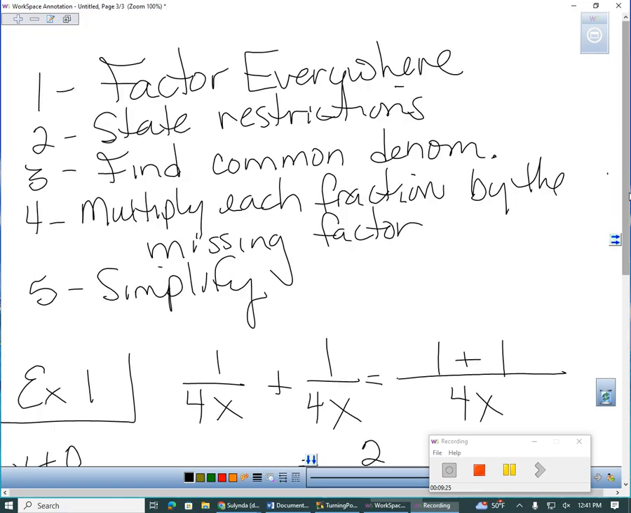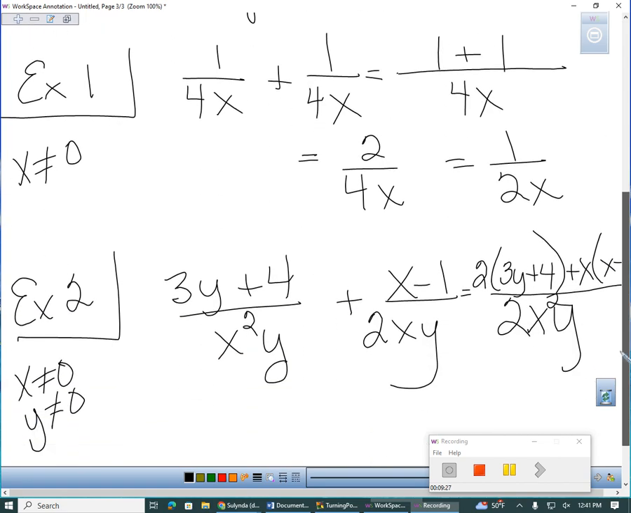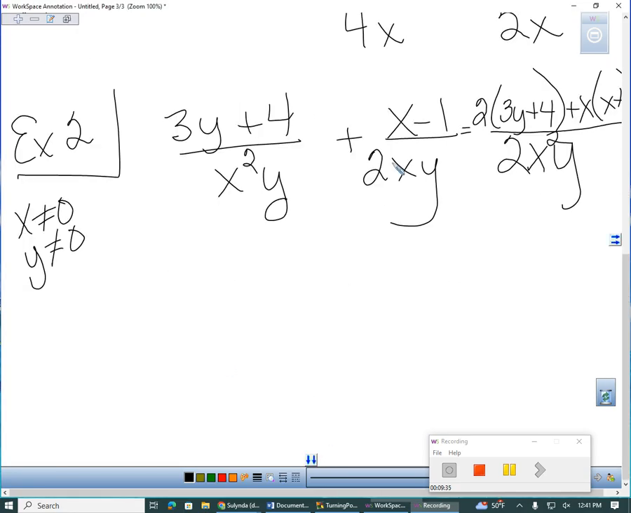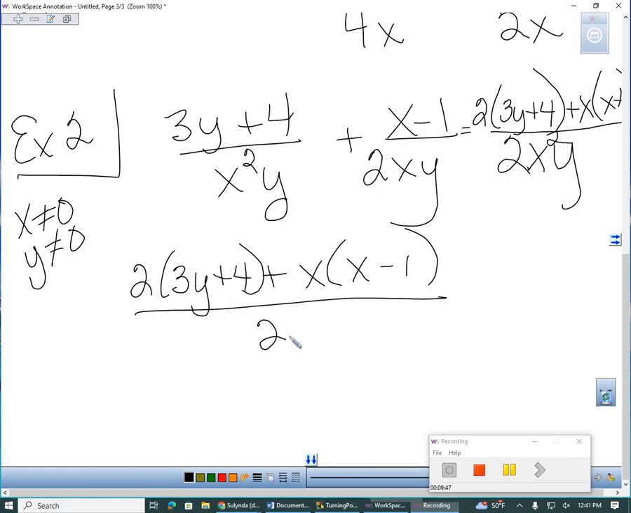Whoa. Come back. All right, I kind of squeezed in there. Sorry about that. All right, so right now I'm going to go ahead and distribute. Actually, I'm going to rewrite it down here so we can see it a little bit better. Plus x times (x − 1) all over 2x²y.